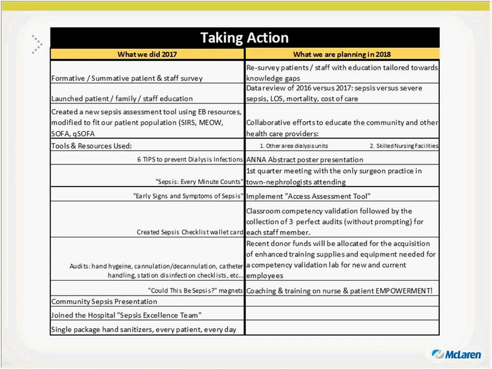We are definitely lucky enough to have a number of generous donors, so we are embarking on a way to update our training and our simulation lab to further help with competency validation and onboarding of new employees.